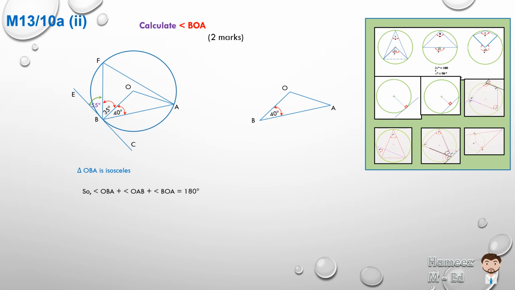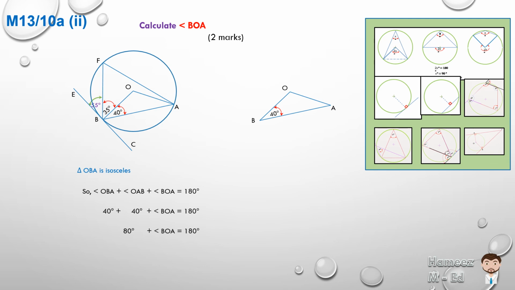And we can substitute. We know two of the angles are the same. One is 40 degrees on the left-hand side and one is 40 degrees on the right-hand side. So 40 degrees plus 40 degrees plus angle BOA is equal to 180. And 40 plus 40 is equal to 80 degrees. So 80 degrees plus angle BOA is equal to 180 degrees.